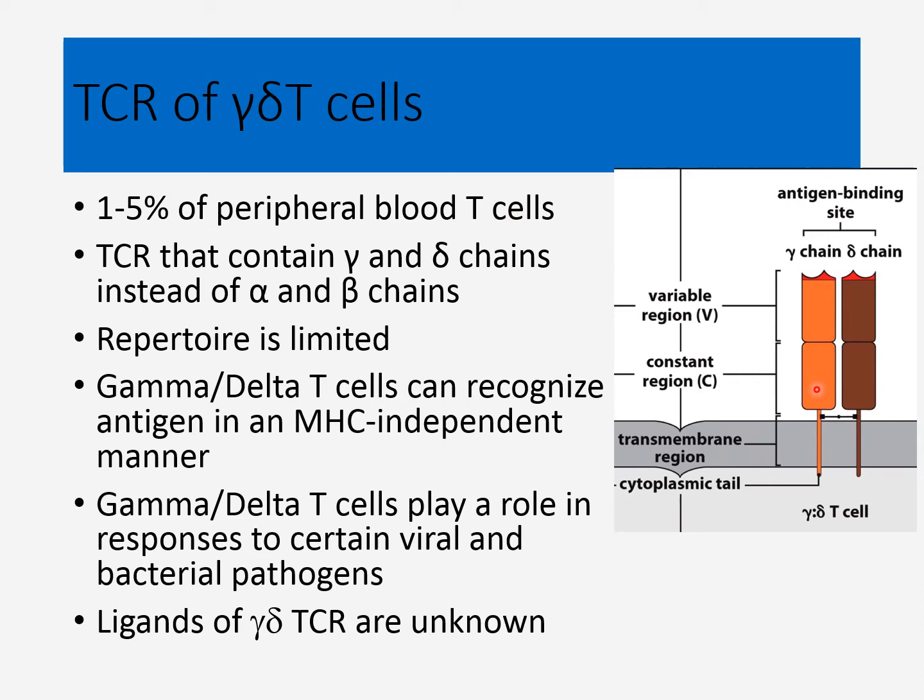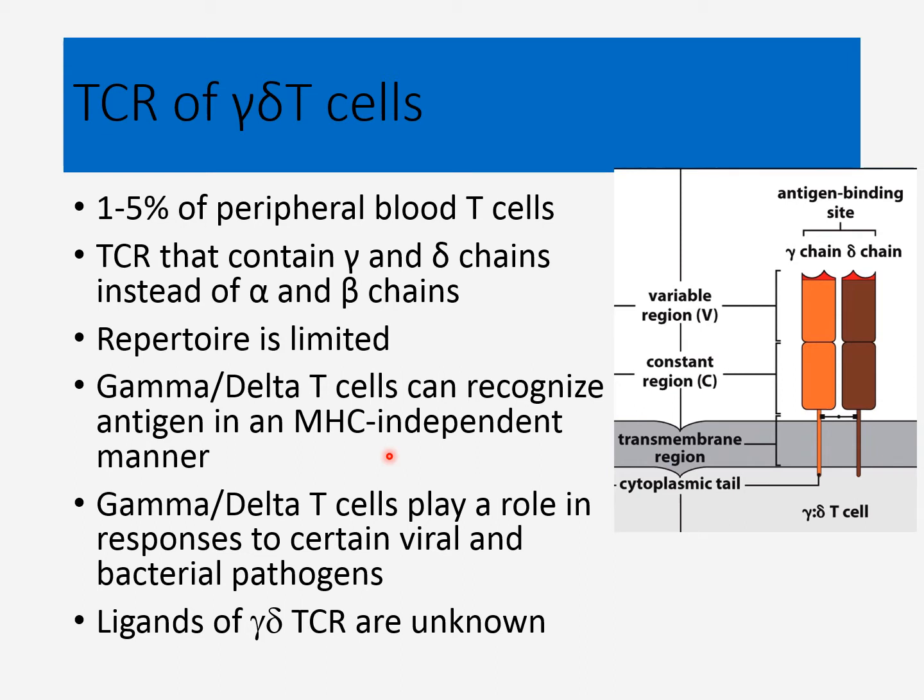As you can see, they have a gamma and a delta chain instead of an alpha and beta chain, and each chain has a variable and a constant region, a transmembrane region, and a cytoplasmic tail. The gamma and delta chain has an antigen binding site. However, the T cell receptors of the gamma delta T cells are limited in their diversity, and they are involved in recognition of antigens which is MHC independent. So they are not bound to recognize antigens which are presented by MHC, and they are therefore not MHC restricted.